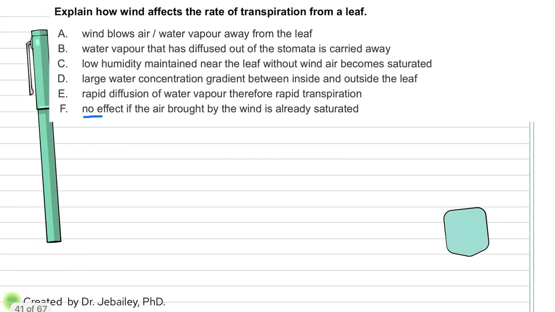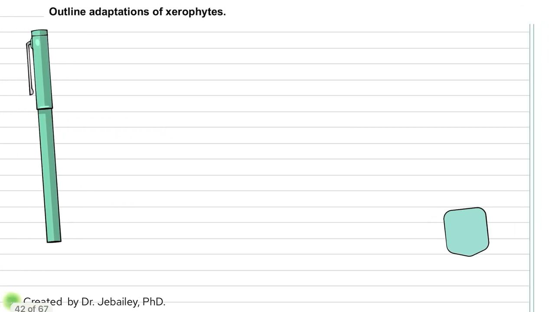No effect if the air brought by the wind is already saturated. So basically that means if you already have too much water, then no matter what the wind is doing, there is no movement going on. Next, outline the adaptations of xerophytes.